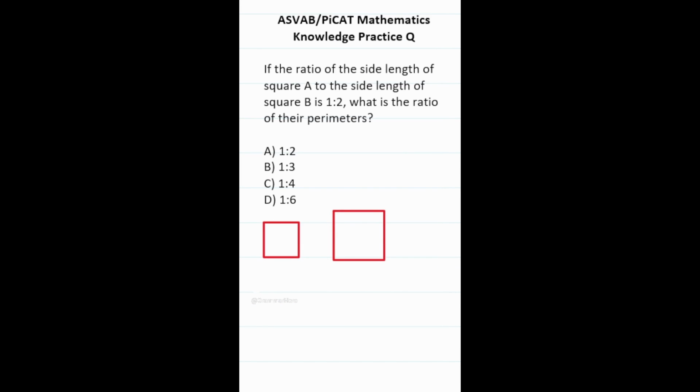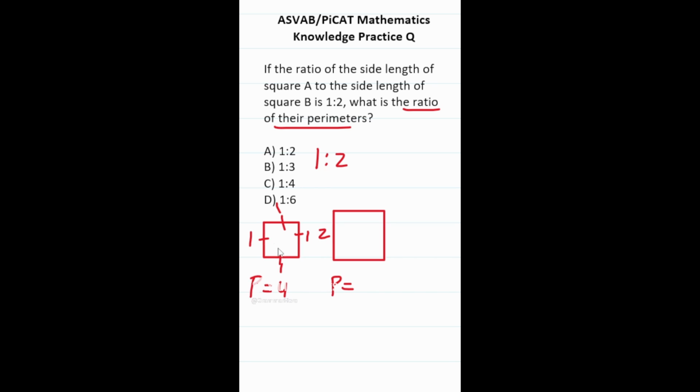ASVAB PiCAT Math Knowledge Practice Test question says if the ratio of the side length of square A to the side length of square B is 1 to 2, what is the ratio of their perimeters? So again, the side lengths of these squares have a ratio of 1 to 2. So I can say this side length is 1 and this side length is 2. That's our 1 to 2 ratio. Well, let's talk about finding the ratio of their perimeters. How do you find the perimeter of a square? You simply add up all of its sides. And if we know one side length of a square, we know all the side lengths since all the side lengths are equal. So these are all 1. 1 plus 1 plus 1 plus 1 is 4.